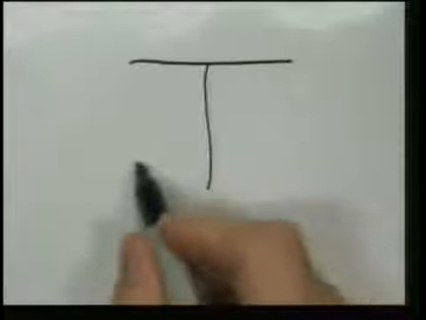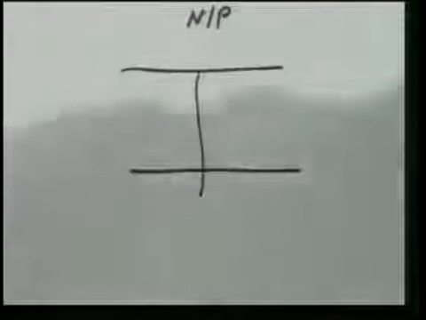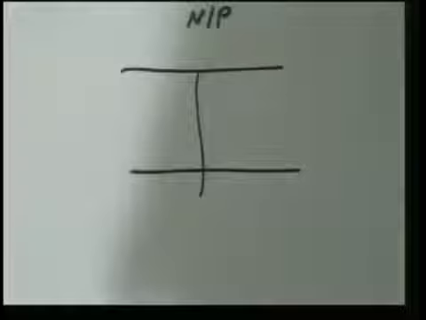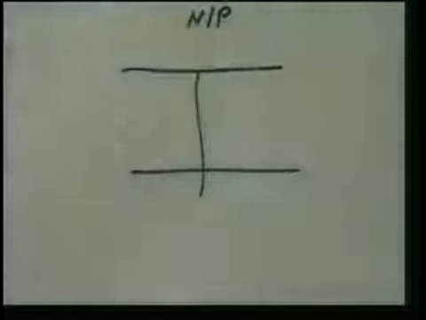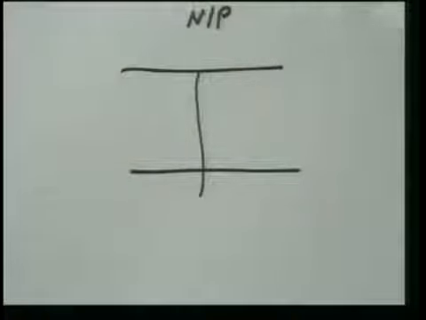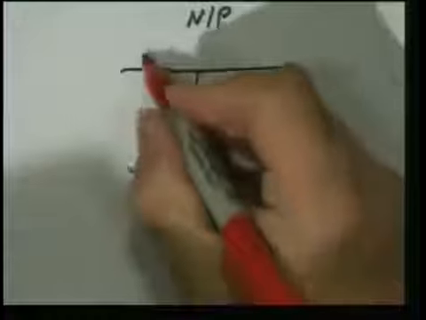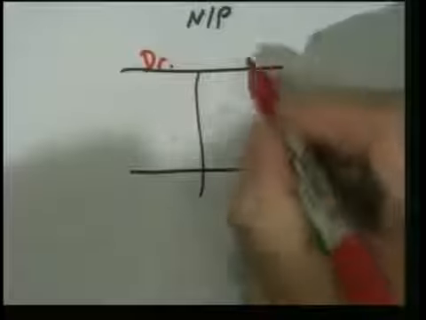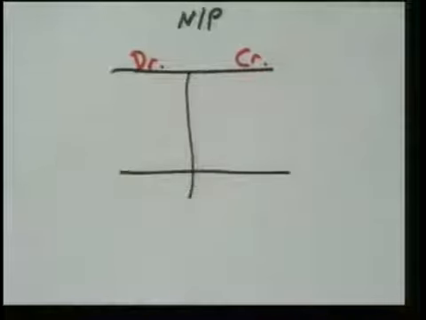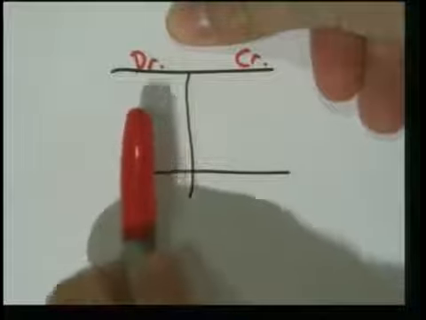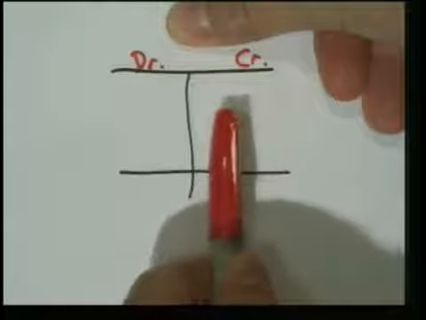Let's take a look at an account of notes payable, which is a liability, right? Now this is a T account for notes payable. What's the left side called on a T account for notes payable? The left side, regardless of the account, the left side is the debit side, the right side is the credit side. Always, always, always, regardless of the account, the left side is the debit, the right side is the credit. Cool?